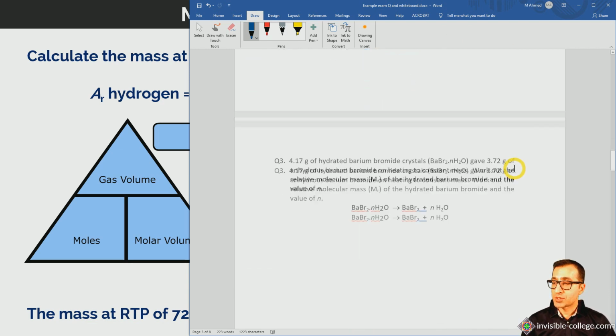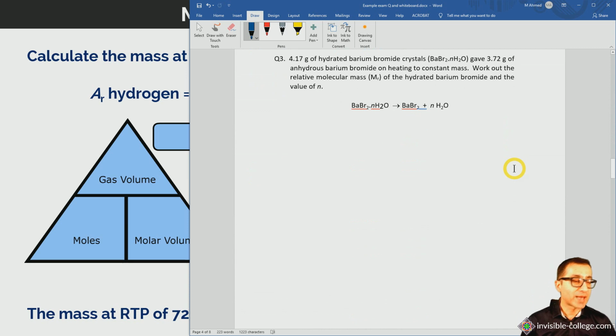So let's have a look at the third question here. Now this one caused a few headaches for some of you. This is perhaps a little bit more of a challenging question. 4.17 grams of hydrated barium bromide crystals. So here we see the formula of hydrated barium bromide: barium bromide, and then this dot and then NH2O.